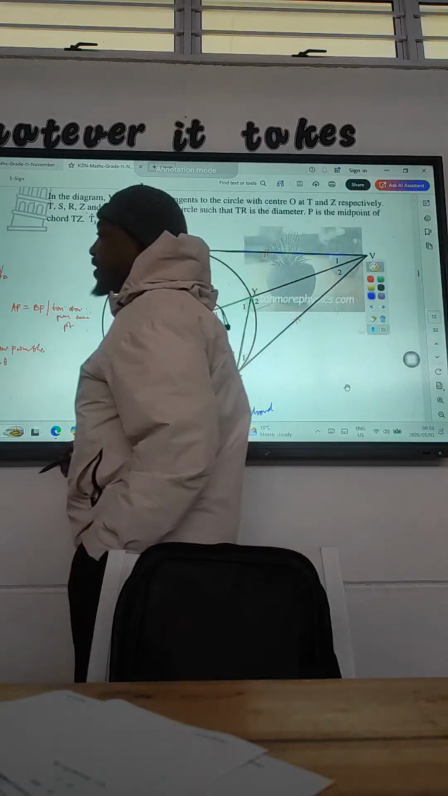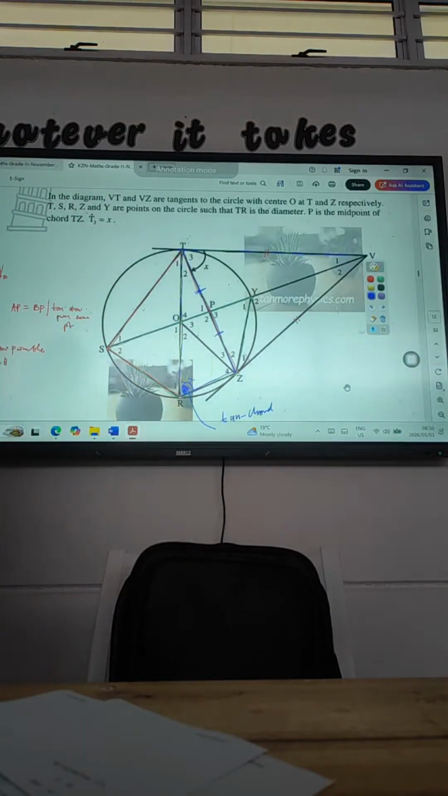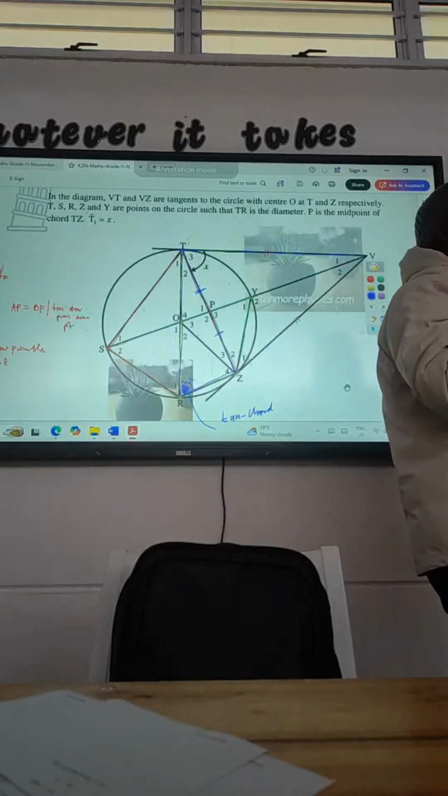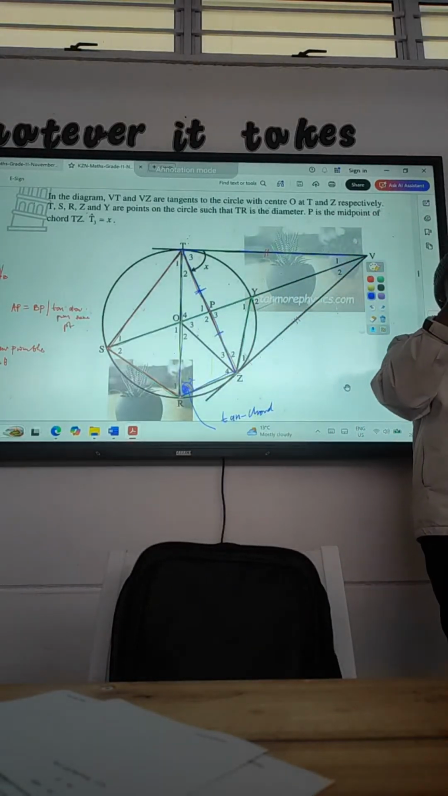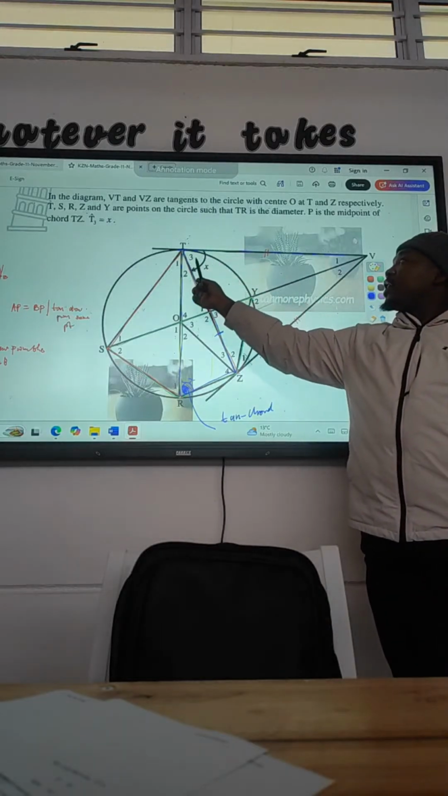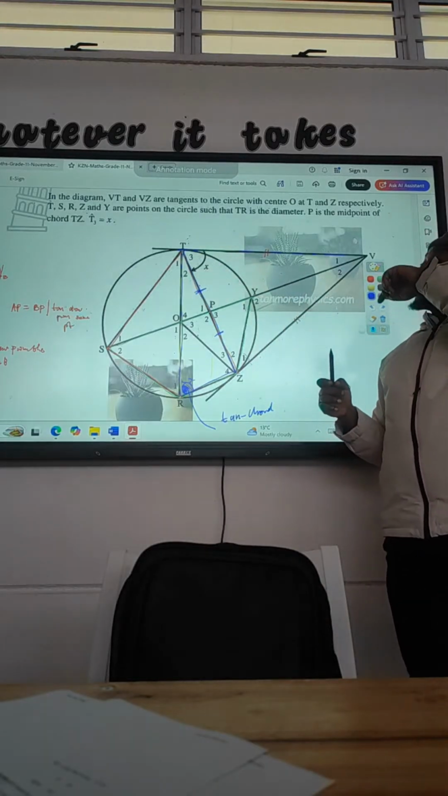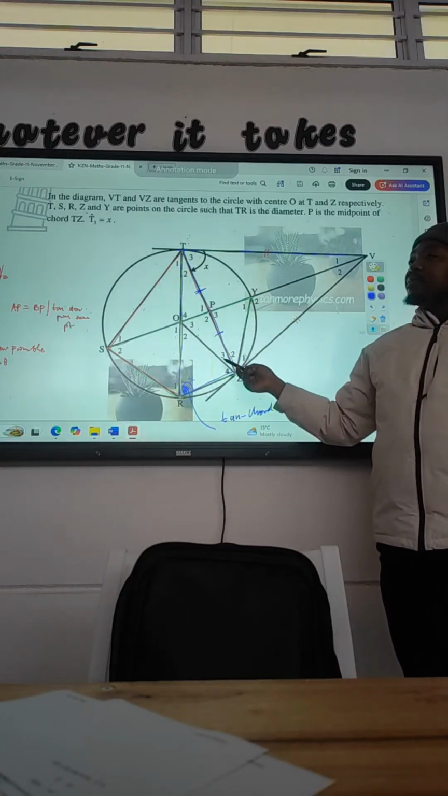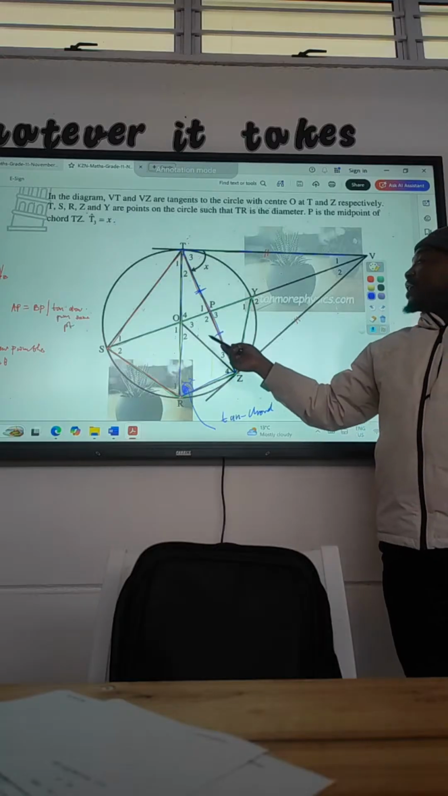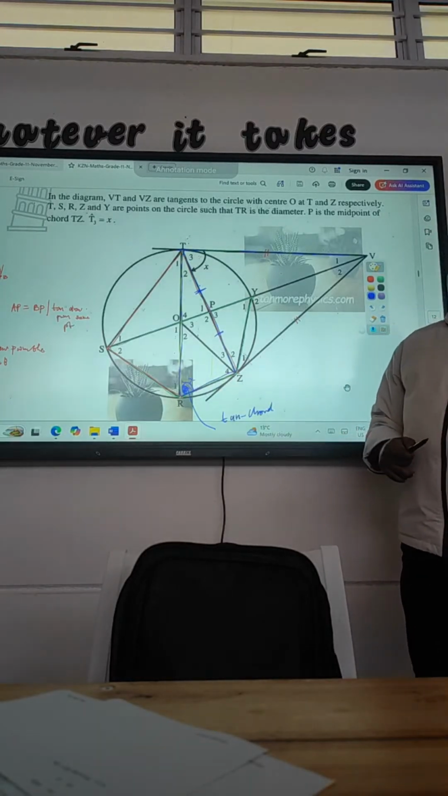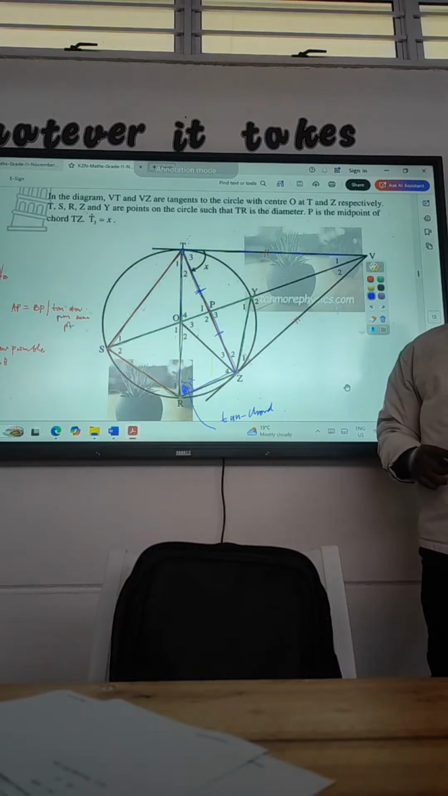Please be careful with that. When you're using the tangent-chord theorem, you must have a tangent. You must have an angle between the tangent and the chord. This is the angle between the tangent and the chord. And the angle that is equal to that angle will be the angle subtended by that chord that you just mentioned, in the alternate segment. And this must be at the circumference. Yes.